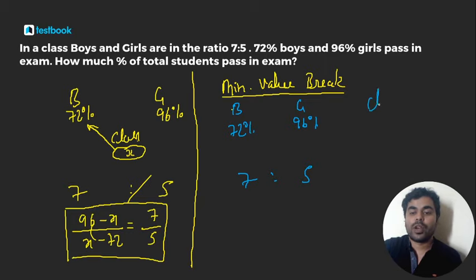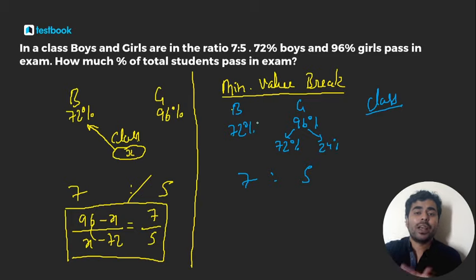Now you have to find out how much percent of the class is passing, right? What you can see here is that girls are 96%, so the minimum value out of these two is 72%. So what we can do here is break the 96% into 72% and 24%. In a class there are two sections, boys and girls.